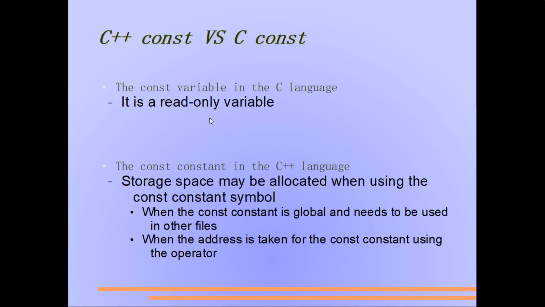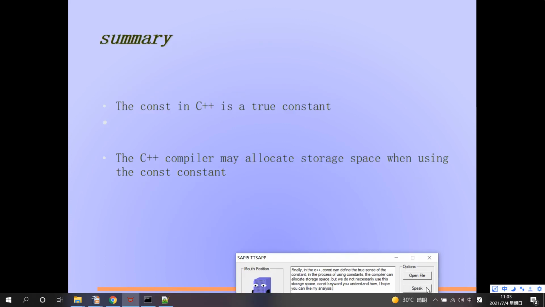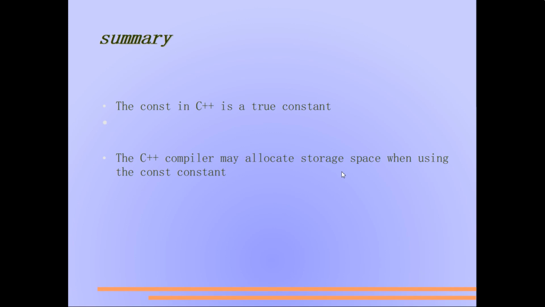In the C language, const decorates a read-only variable. In C++, const decorates a constant, but this constant allocates storage space during use. If it is a global constant used in other files, or if the address operator is used on a local constant, storage space is allocated, but the space is not necessarily used. Finally, in C++, const can define a true constant. In the process of using constants, the compiler can allocate storage space, but we do not necessarily use this storage space. Const keyword, do you understand? I hope you like my analysis.